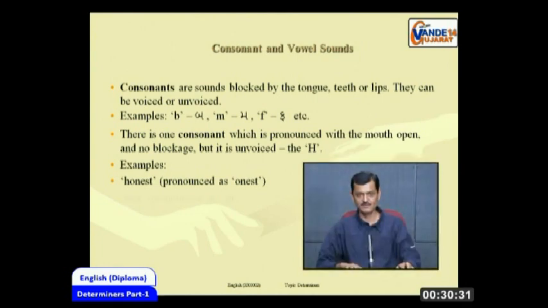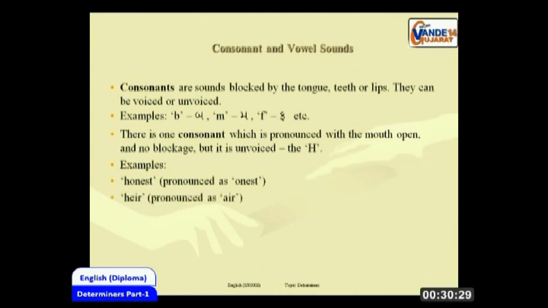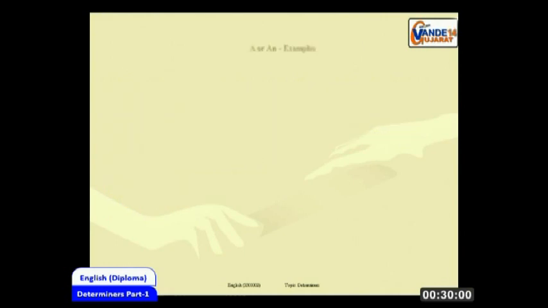All these sounds are again vowel sounds. Again, see the word H-E-I-R. Here, the pronunciation is air and not hair. Had the pronunciation been hair, then we would put article A before it. But the pronunciation is air and not hair. H remains silent over here. And that's why again, before H-E-I-R, air, we will put article AN before it.